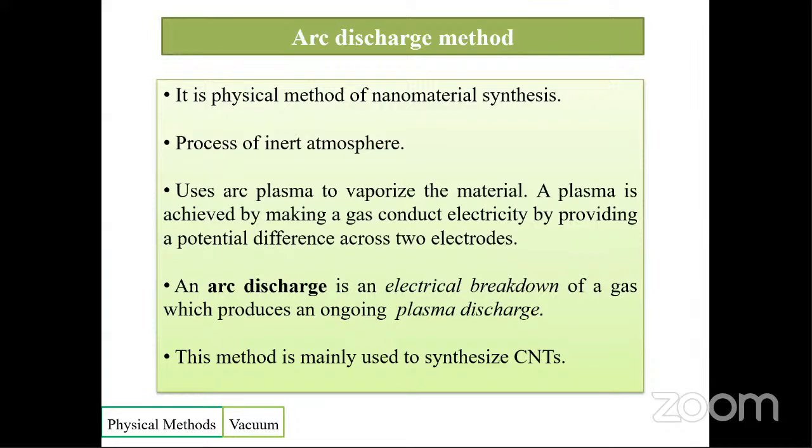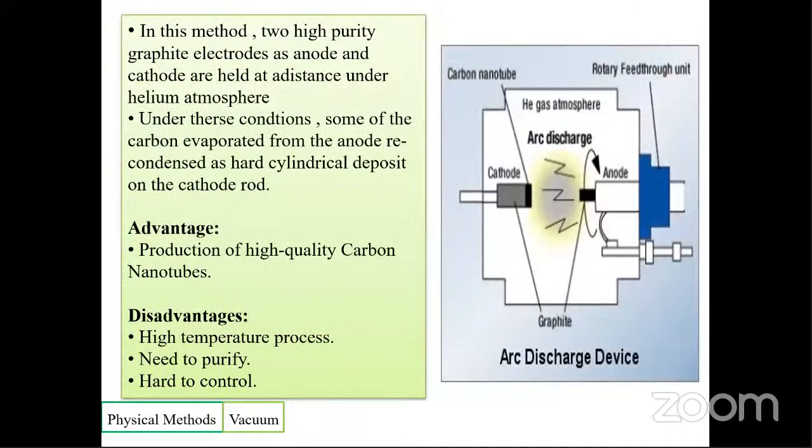The next one is the arc discharge method. Basically, it is a physical method for making nanomaterial synthesis. And here we are using an inert atmosphere. For that purpose, we can use argon gas or helium gas also. Normally we are using argon gas because that gas is easily available. Okay. And in the arc discharge technique, basically it is an electrical breakdown of a gas which produces an ongoing plasma discharge. Okay. And normally we are using this method for making carbon nanotubes or boron nanotubes, gallium nitride nanotubes, and all those things.